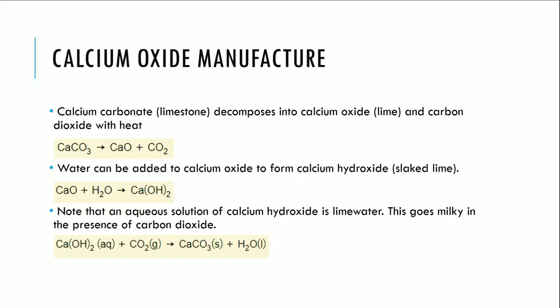Now, if you were to put that into water to produce a solution of calcium hydroxide, that is called lime water. And lime water goes milky in the presence of carbon dioxide. And take a look at this equation here. You get calcium hydroxide reacting with carbon dioxide. You produce calcium carbonate and water in the process, and the solution goes milky.